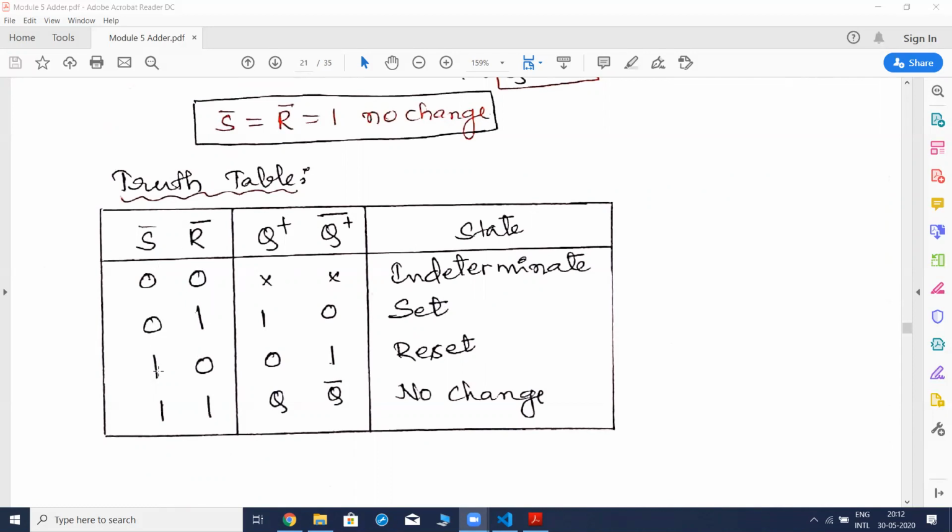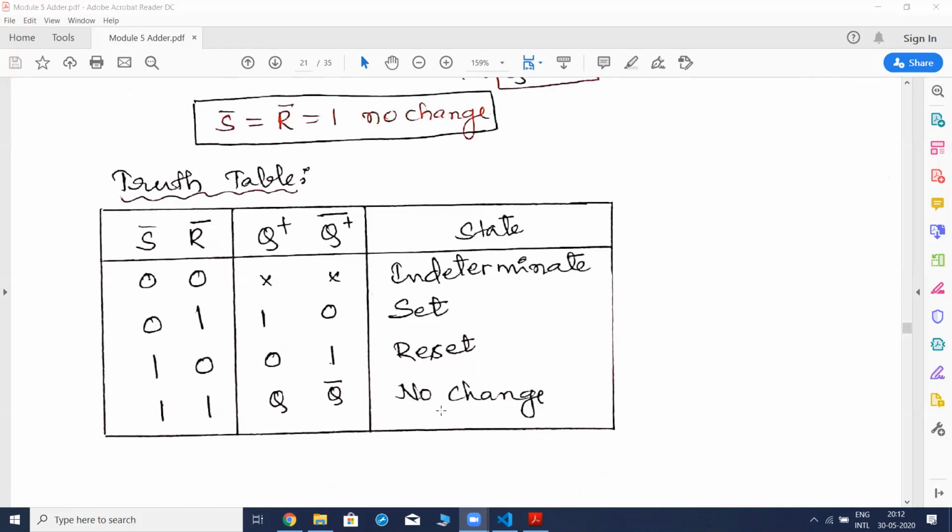If S bar is 1, then we are going to get the reset state, because R bar is active now. They are all active low inputs. So here S bar is 0, so we are getting the set state. Here R bar is 0, thereby we are getting the reset state. When both of them are 1, 1, we get the no change condition.